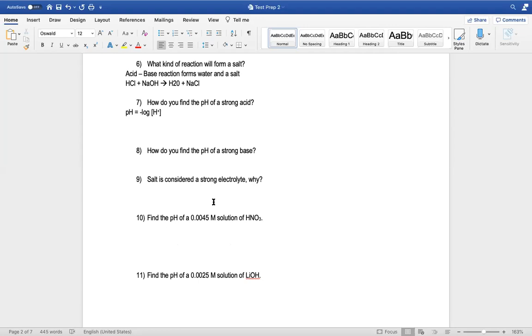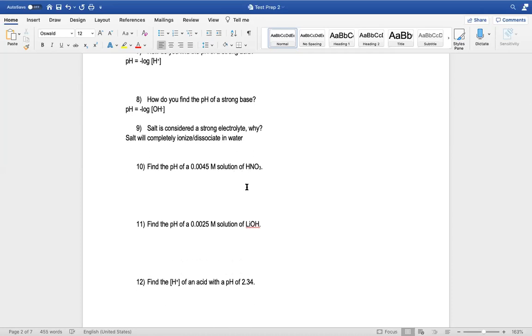pH of a strong base. Just look at that. Its pH is equal to negative log of the hydroxide ion concentration. There we go. And then why is salt considered a strong electrolyte? Because it completely dissociates. Yep. It completely ionizes and dissociates. Salt will completely ionize and dissociate in water.